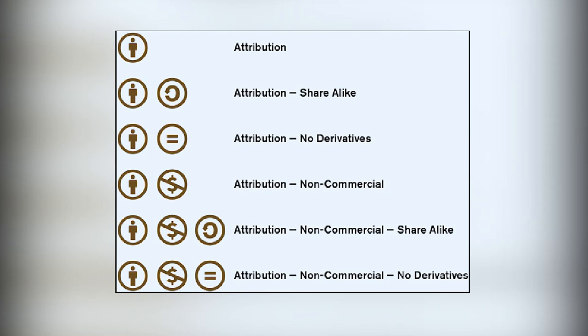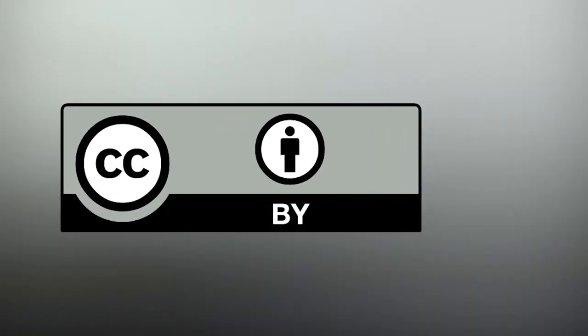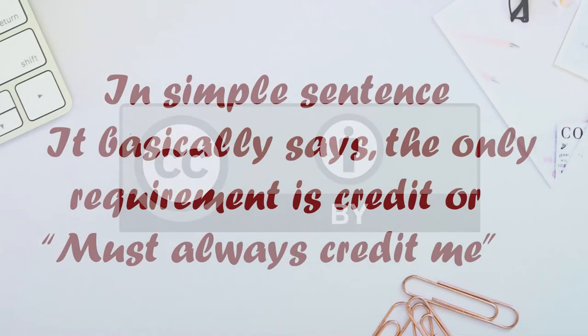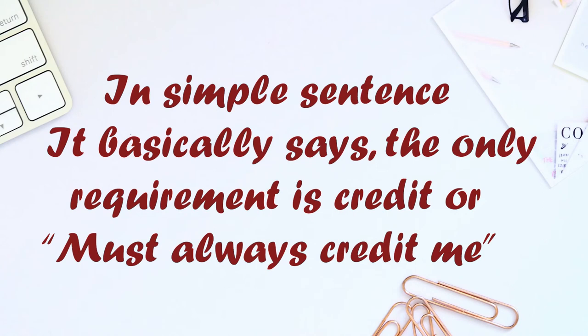Here, we are going to talk about CC BY license because YouTube videos only provide the facility to have this particular license. This license literally means that it requires acknowledgement of the author or the source, and you can modify and use the content commercially. In a simple sentence, it basically says the only requirement is credit, or must always credit me.